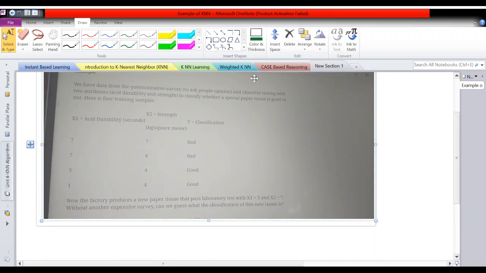Here you have a data questionnaire. It is a survey from the people, and the survey is based upon two attributes: one is acid durability and the other is strength, to classify whether a tissue paper is good or not. So these are the four training examples.